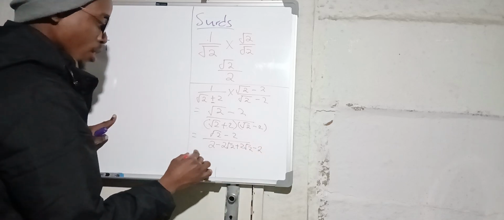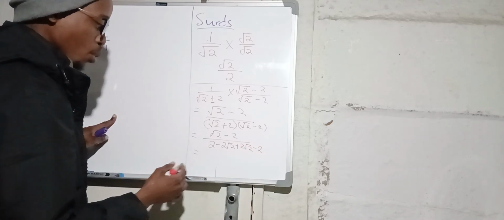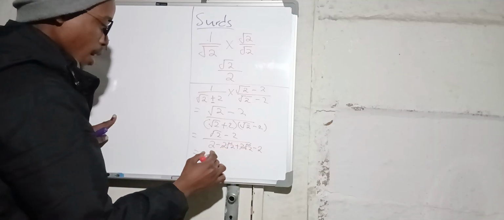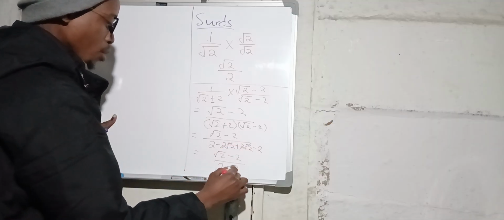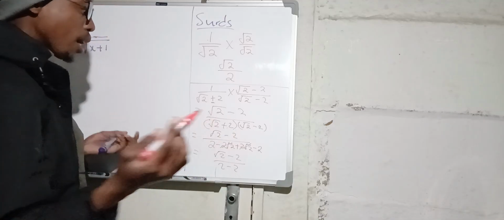This was not a conventional problem, but it's not a train smash. I just wanted to show you something. This will cancel that. And then on top, you're going to have root 2 minus 2 all over 2 minus 2, which is 0, which is basically, I think, undefined.